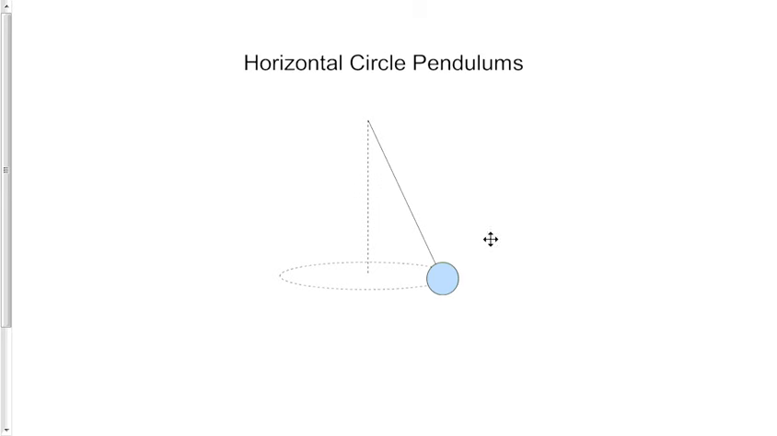Horizontal circle pendulum. Imagine someone holding a string here and this thing going around in a horizontal circle, but it's still a pendulum bob. So how do we calculate this? We want to know maybe how fast the pendulum bob needs to go to make a certain angle happen. So why don't we label this angle theta here.